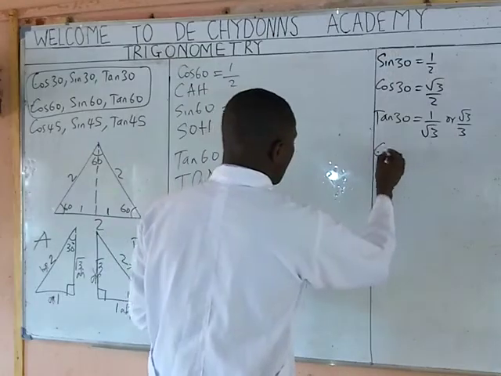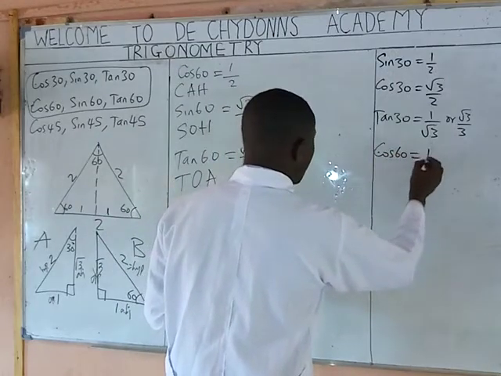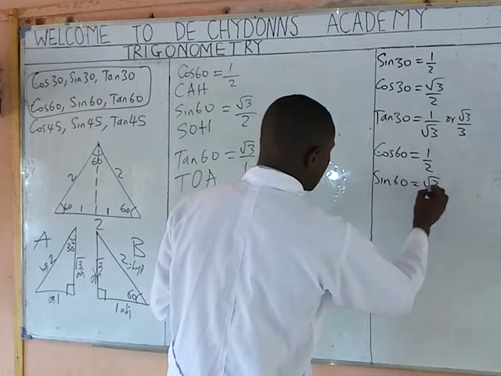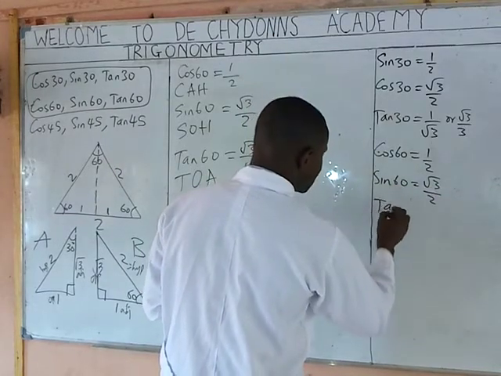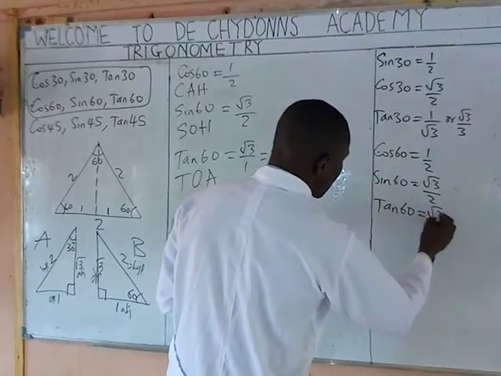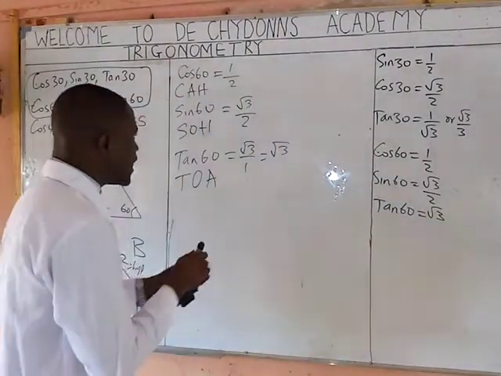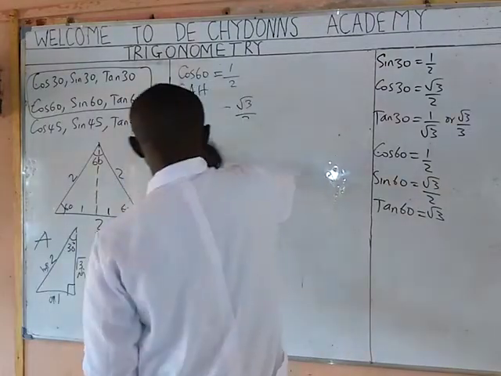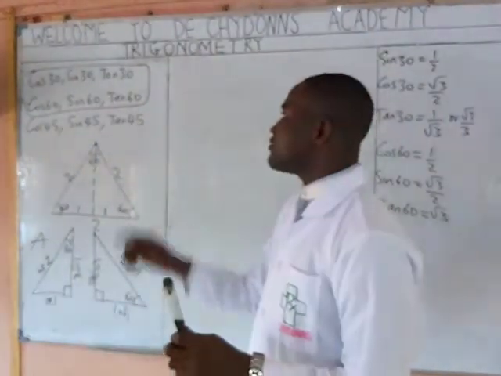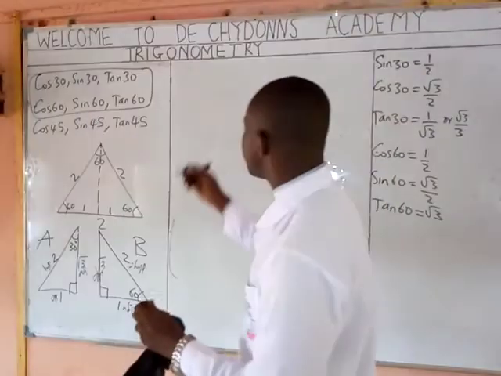We say cos 60 equals 1 over 2, sin 60 equals root 3 over 2, and tan 60 equals root 3. We come again to the last one, which is cos 45, sin 45, and tan 45.